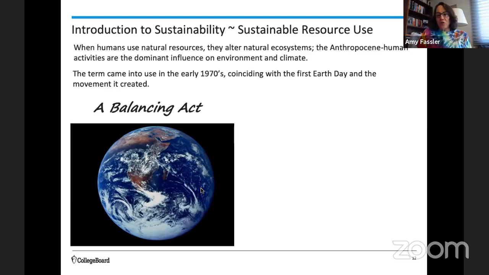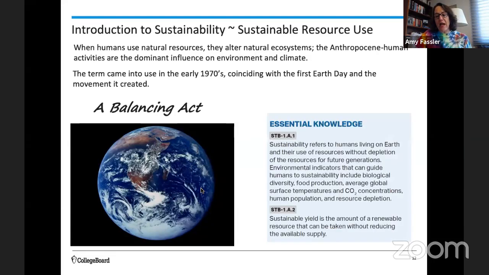We have to extract resources. We have to grow food. We have to have energy. We have to have houses and other things. But how do we do that in such a way that we ensure that future generations are going to have access to those same life-supporting processes that our planet naturally does to supply us with these natural resources?